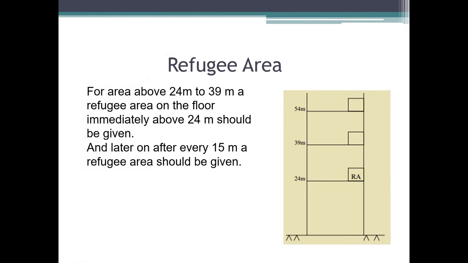The refugee area is an open space which provides shelter to the people during a fire hazard in your building. The refugee area is directly connected to the side of your street from where the fire personnel may rescue you. A refugee area is always given immediately after 24 meters, and after every 15 meters this should be provided.